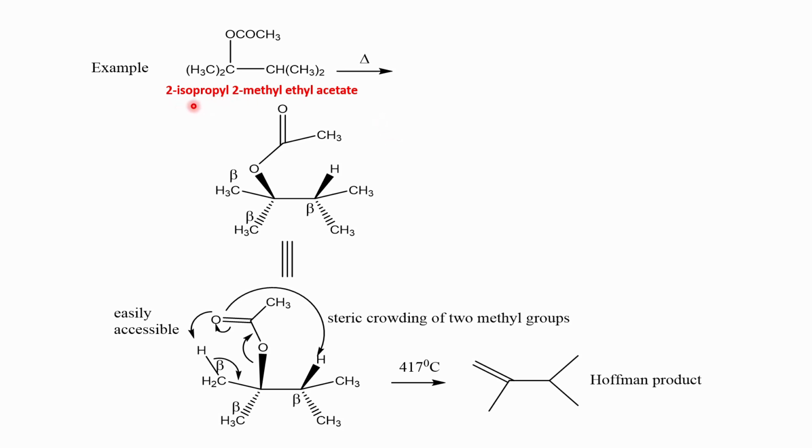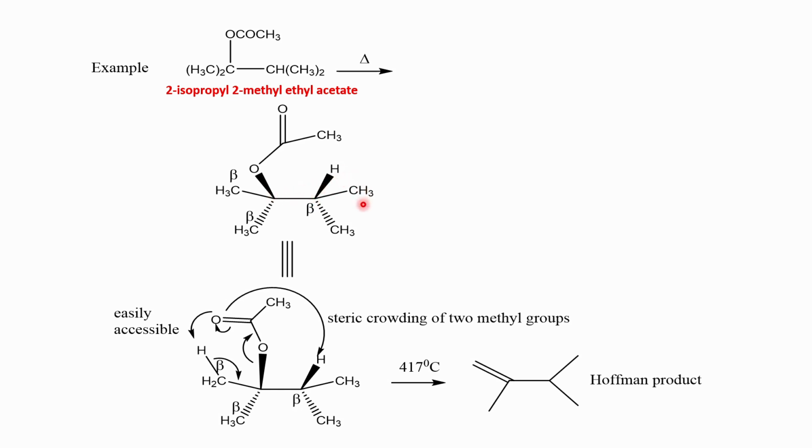See this example, 2-isopropyl 2-methyl ethyl acetate. When it is heated, we get the Hofmann product as the major product. You can see there are three beta carbon atoms on either side of the acetate group, the leaving group. There is a beta hydrogen atom which is already oriented in a syn periplanar direction. If the carbonyl oxygen captures this proton, we will get the Saytzeff product, the more substituted product.